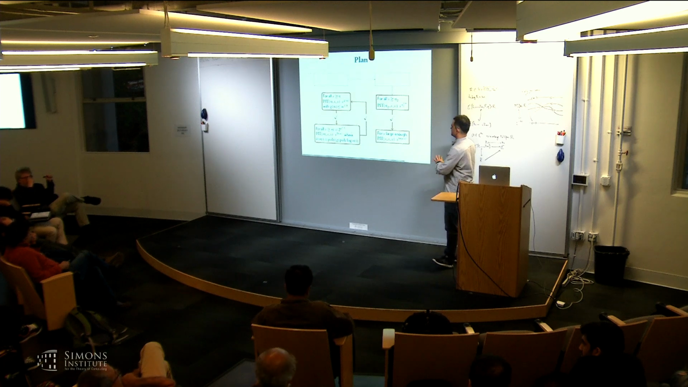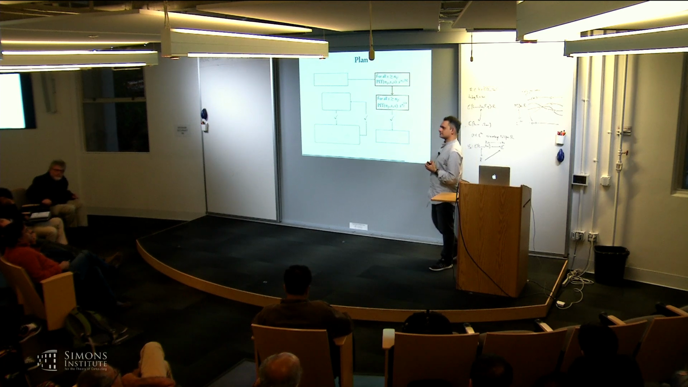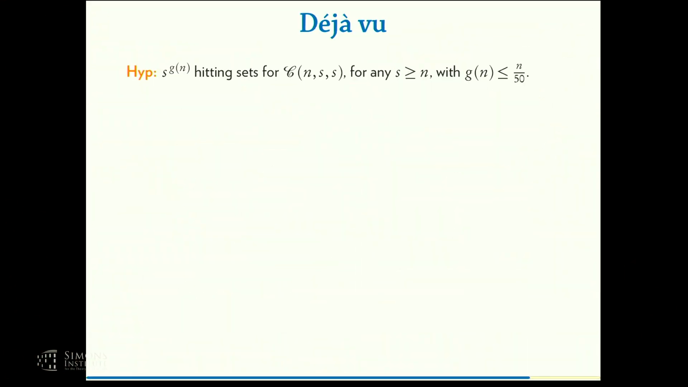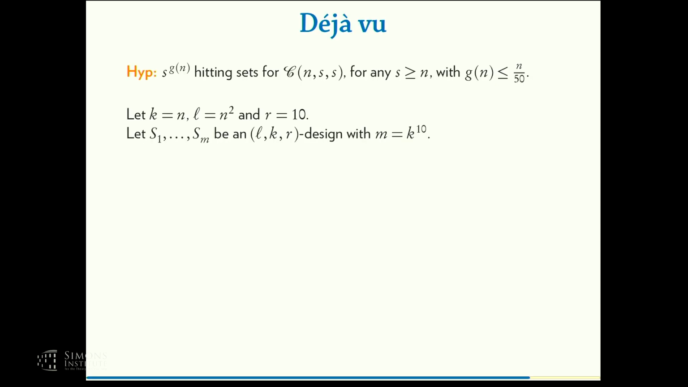Okay, so this finishes this part. So let's do this part, and this is going to be basically the same thing. So, okay, this is the hypothesis we are working with. I have an s to the g of n size hitting set where g of n is like n by 50. And again, I want to get to the n to the 1/4 type regime. Now we are going to do a slightly different design. That is, k is going to be n, l is going to be like n squared, and think of r to be 10. Intuitively, the point is I only need a stretch from k to k power 10, so I can afford r being very small.